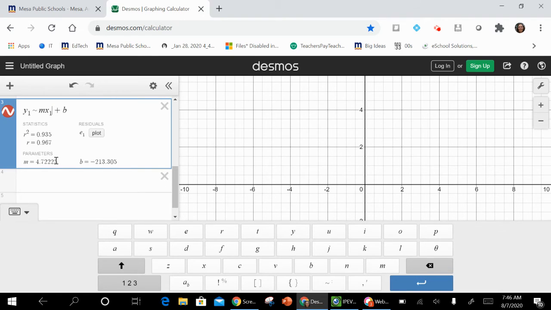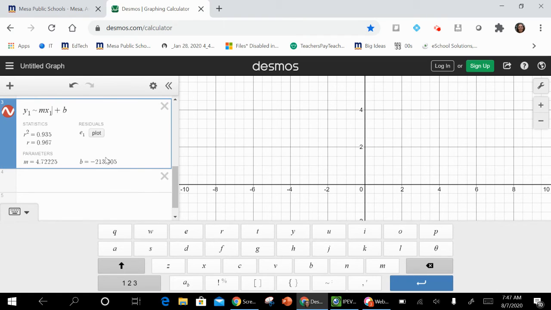So this is our slope. This is our y-intercept. Okay, so if I was to write that equation down, it's going to be y is equal to 4.72, so 4 72/100 x minus 213, and we're going to round to the hundredths place. So minus 213 and 31/100. Okay, so really we look at that number 5 and I've rounded up.